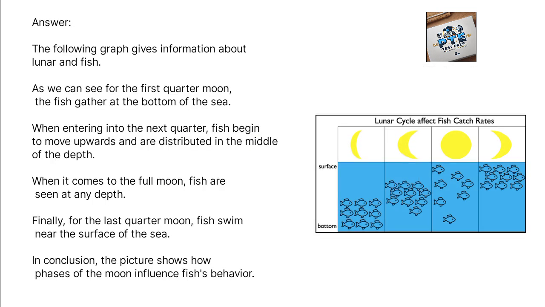The following graph gives information about Lunar and fish. As we can see for the first quarter moon, the fish gather at the bottom of the sea. When entering into the next quarter, fish begin to move upwards and are distributed in the middle of the depth. When it comes to the full moon, fish are seen at any depth. Finally, for the last quarter moon, fish swim near the surface of the sea. In conclusion, the picture shows how phases of the moon influence fish's behavior.